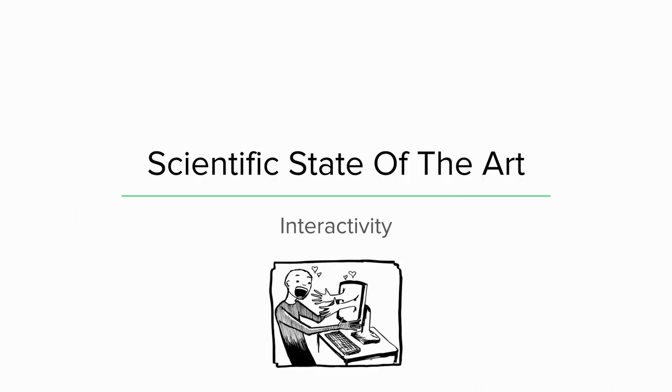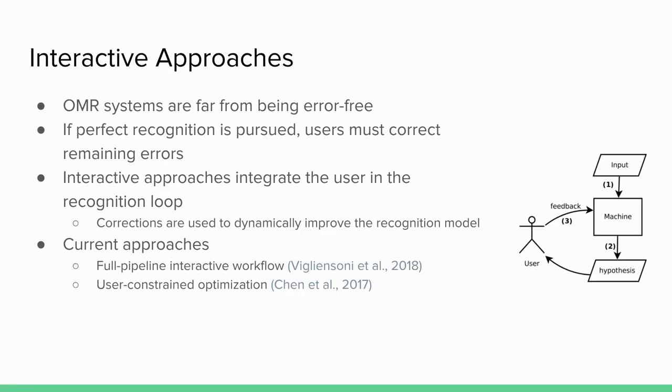Well, and this is the last part of the scientific state of the art, talking about interactive systems. The idea is that OMR systems are far from being error-free, and they will probably remain so forever. I mean, it's hard to say that our system will always work correctly. So if we need perfect recognition, because we are, for example, storing a structured representation of our music scores, we need to correct the errors anyway. The idea of interactive systems is that they put the user in the recognition loop in order to provide feedback and reduce the effort to get these perfect recognition results.